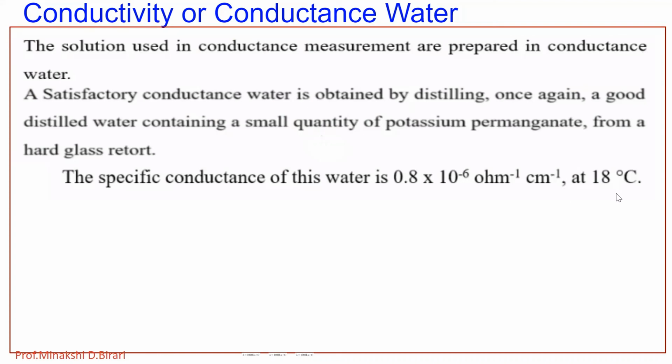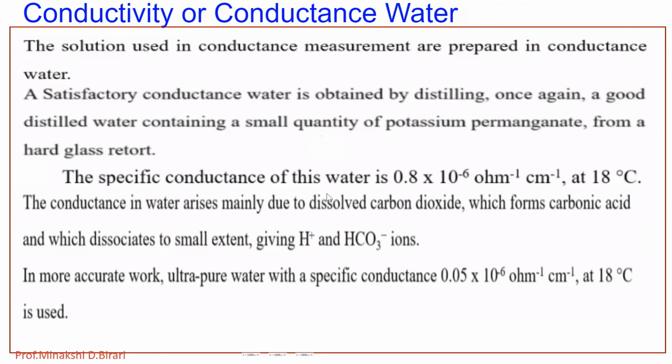The conductance in water arises mainly due to dissolved carbon dioxide, which forms carbonic acid and which dissociates to a small extent, giving H plus and HCO3 minus ions. Therefore, the conductance in water increases due to this type of dissolved ions, mostly the carbon dioxide which forms carbonic acid and which dissociates to a small extent, giving H plus and HCO3 minus ions.